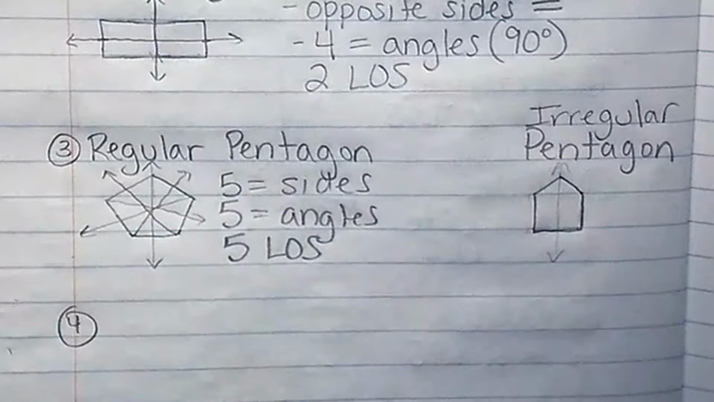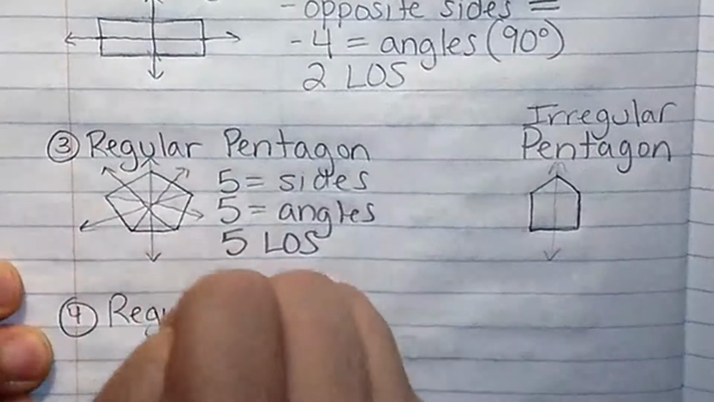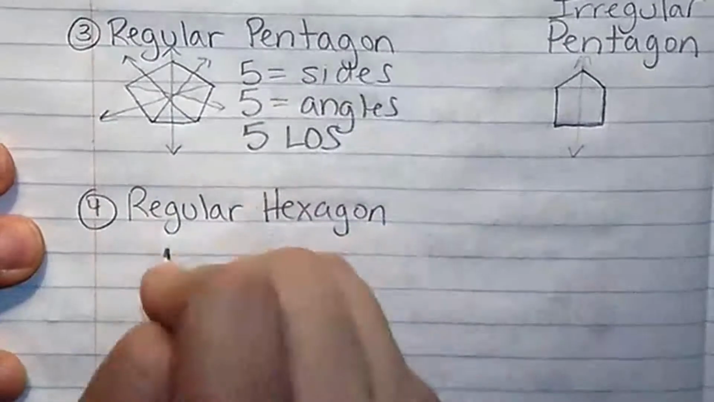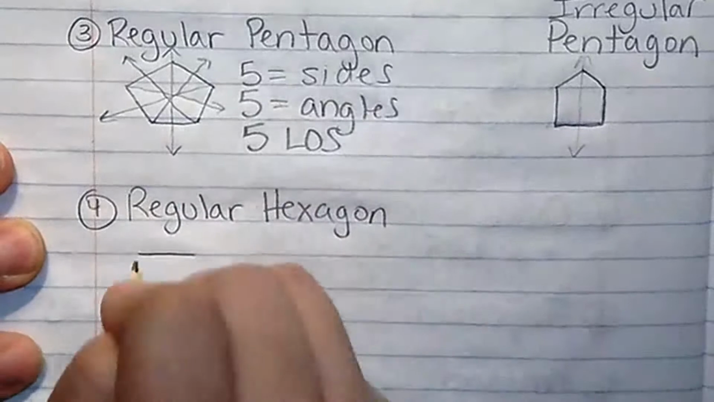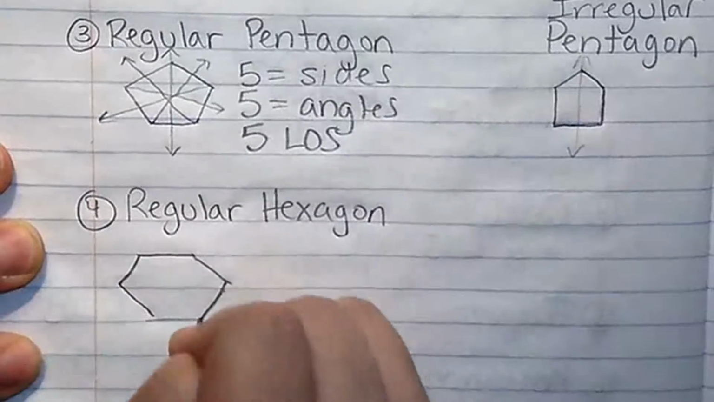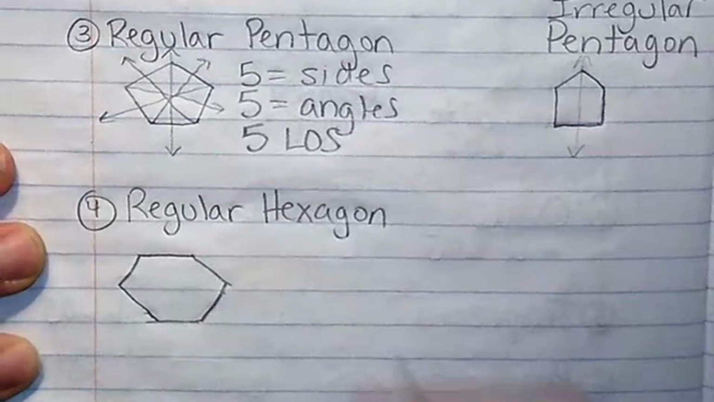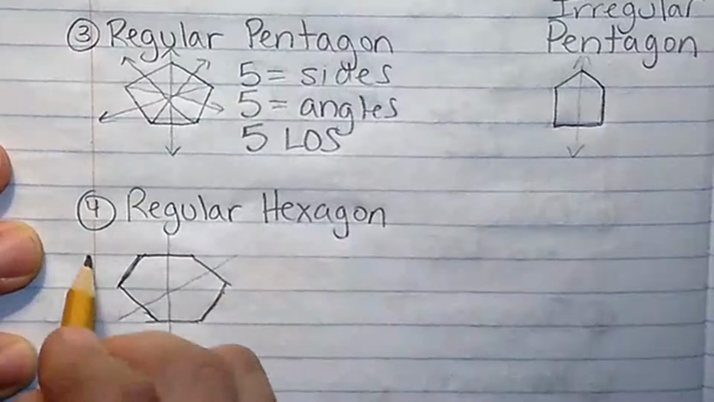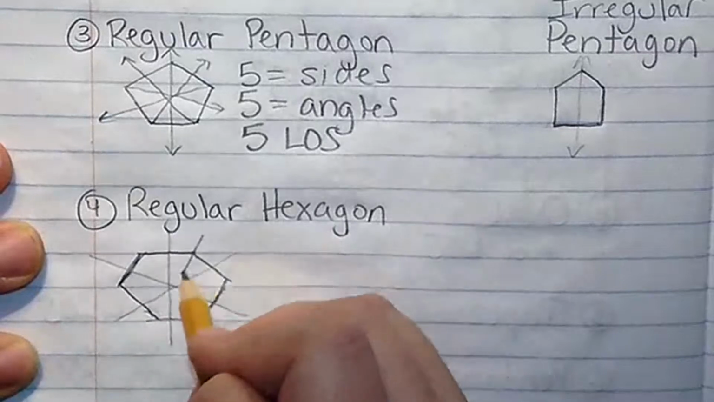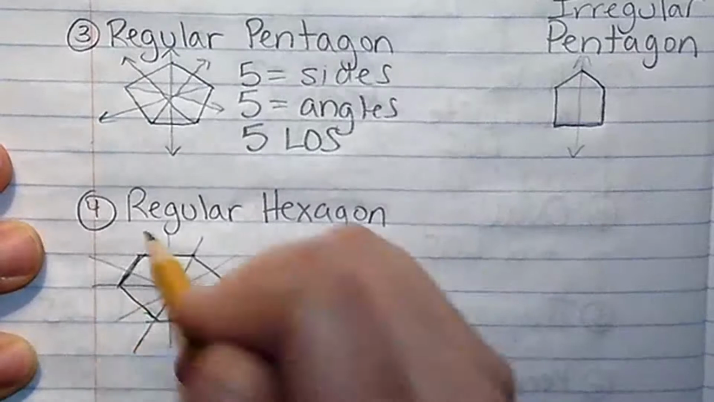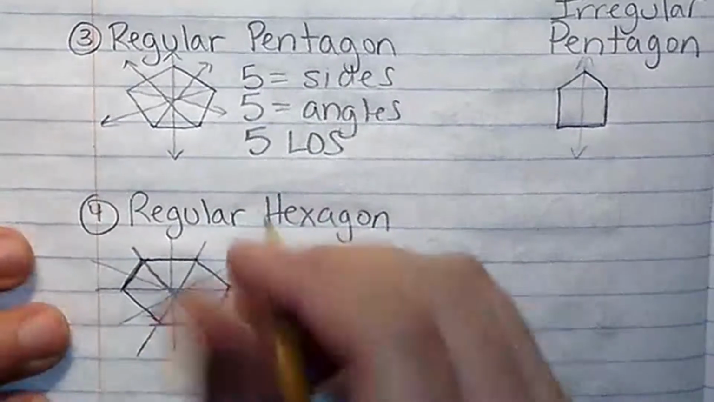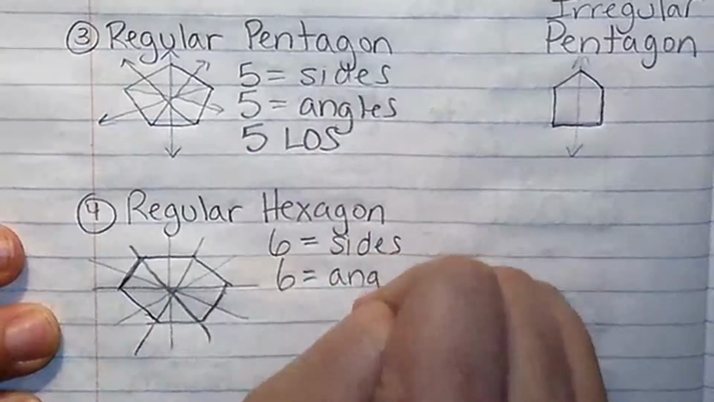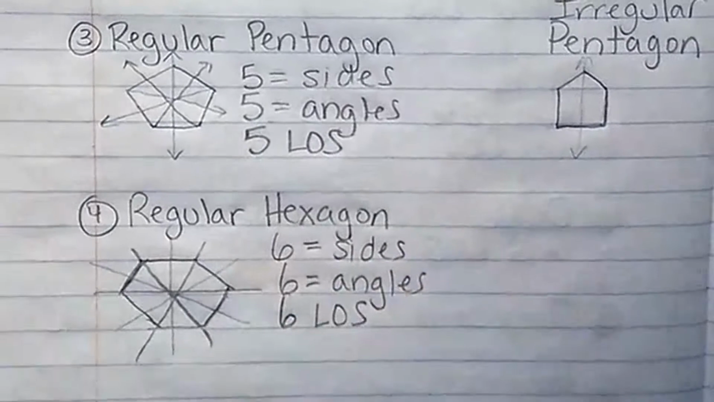Next, we have a regular hexagon. A regular hexagon is one that's going to look perfect. It's going to have 6 equal sides, 6 equal angles, 6 lines of symmetry. It's almost perfect, right? That's pretty good. Down the middle, down the middle, down the middle, and then from vertex to vertex, vertex to vertex, and vertex to vertex. So a regular hexagon has 6 equal sides, 6 equal angles, 6 lines of symmetry.